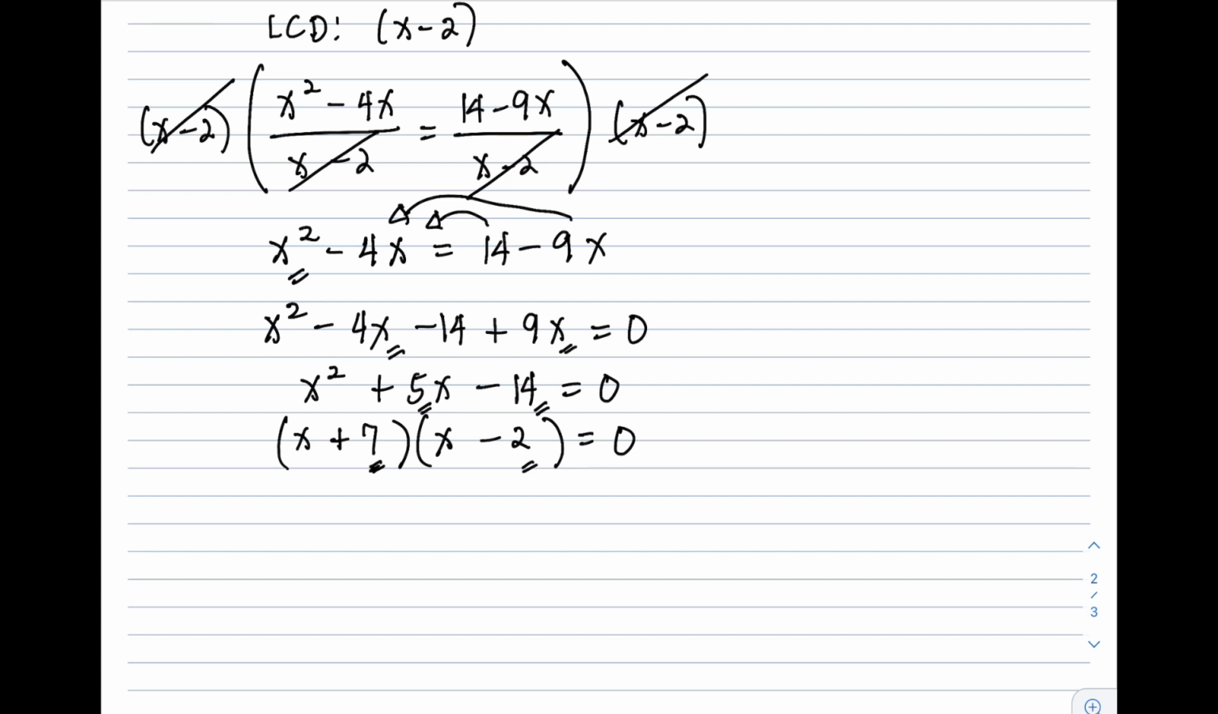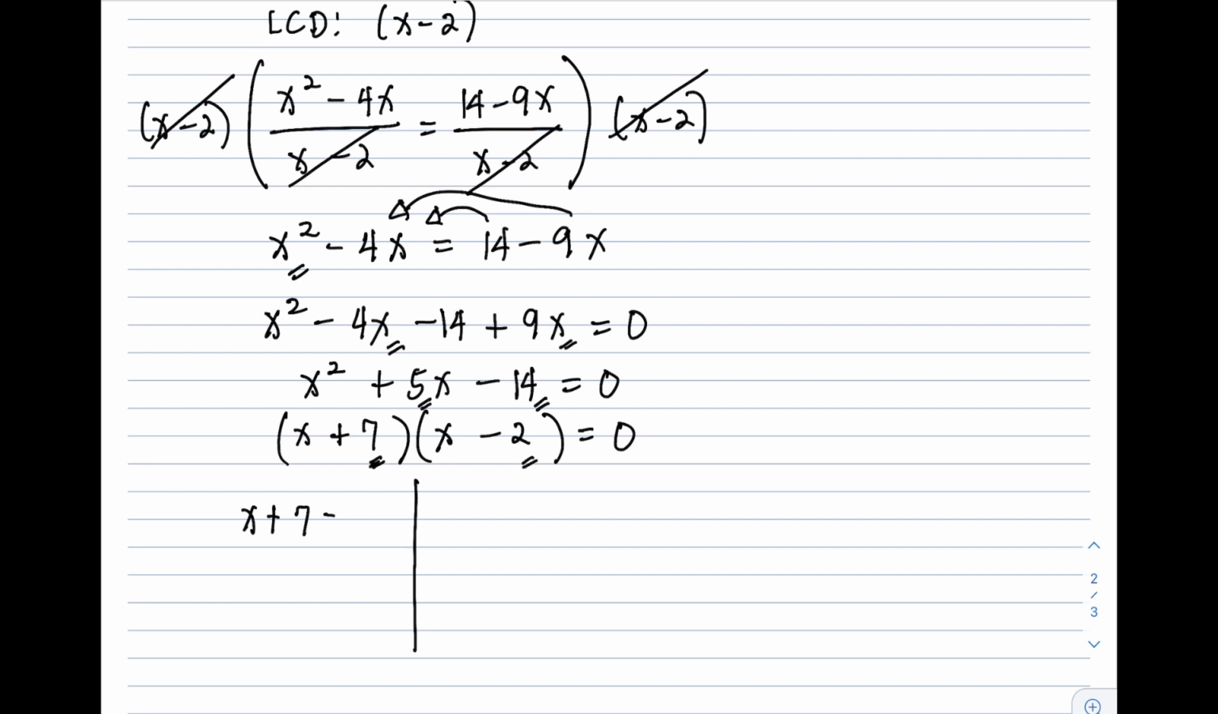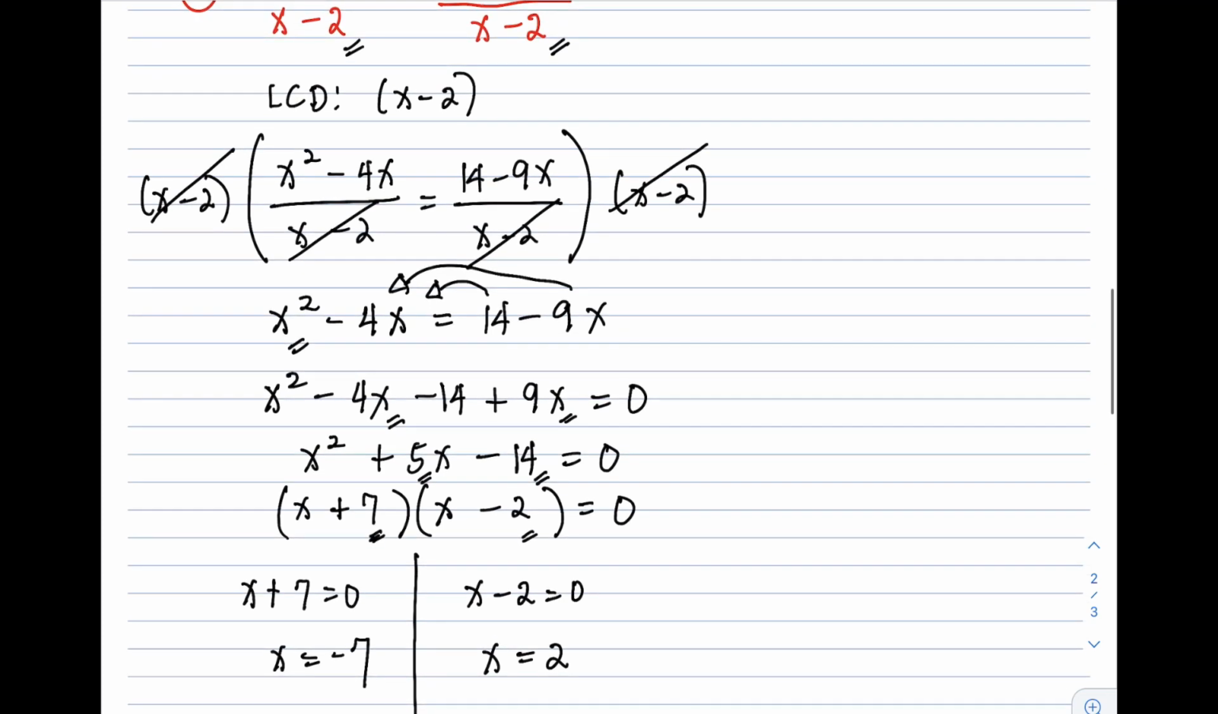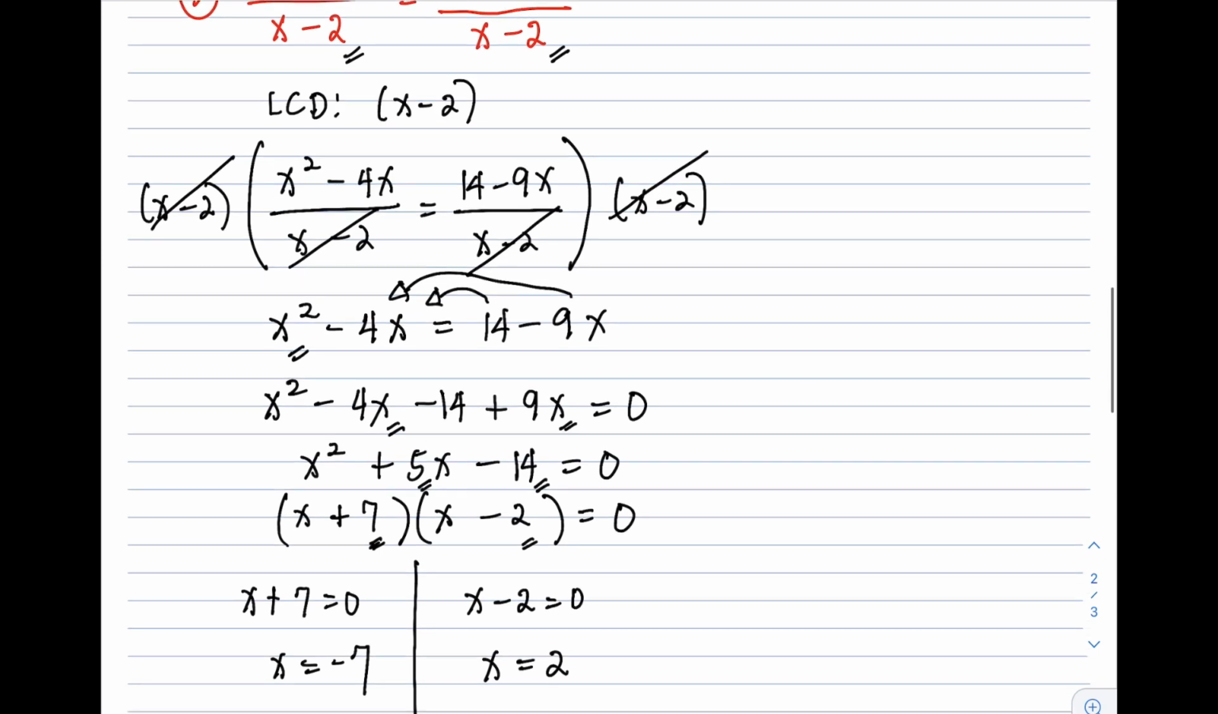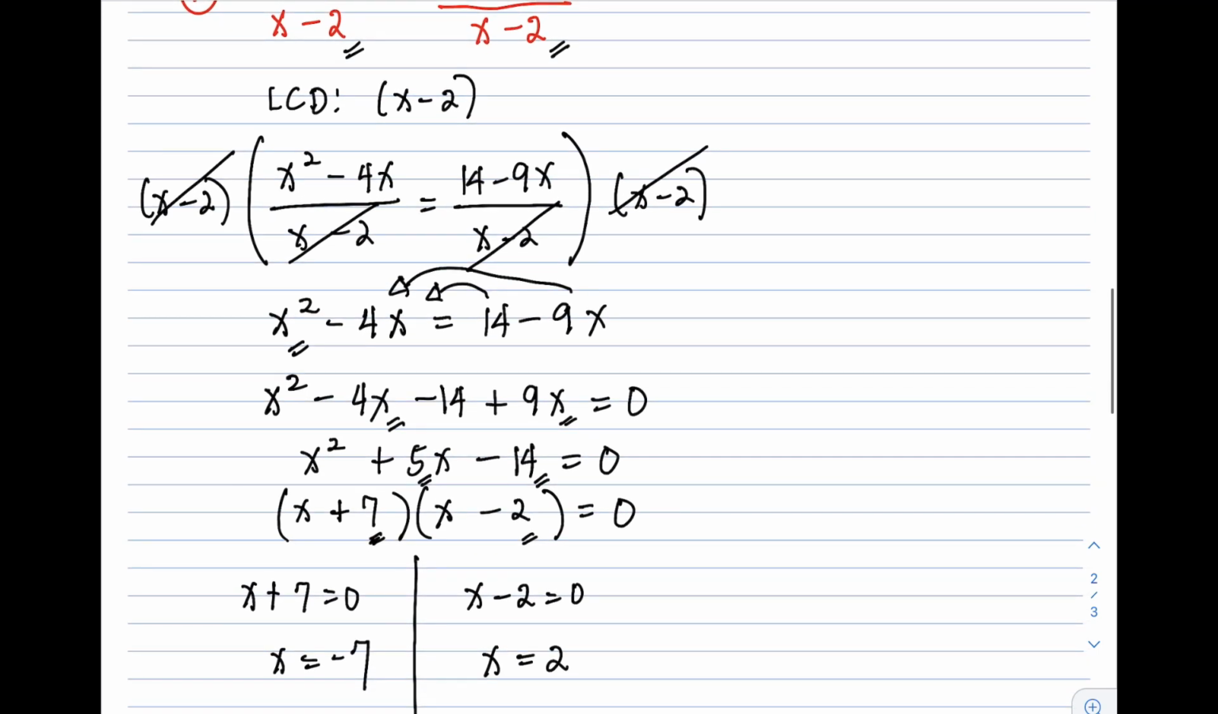After natin makuha yung factors, equate natin both factors by 0. So we have x plus 7 equals 0 and x minus 2 equals 0. Okay? Then solving for x, we have two values of x. X equals negative 7 and x equals positive 2. Okay? So, pero hindi pa tayo dyan nagtatapos dahil we need to check kung yung negative 7 ba and 2 ay parehas solution ng ating equation. So, checking tayo.